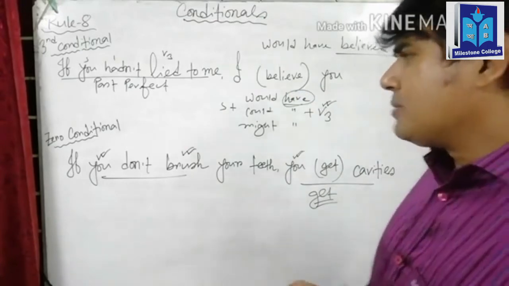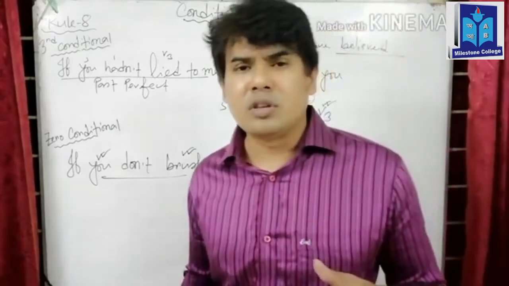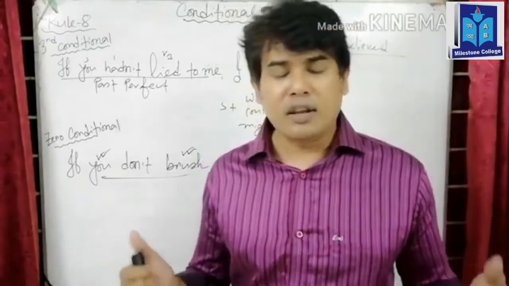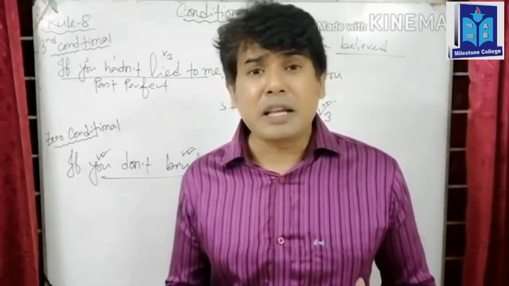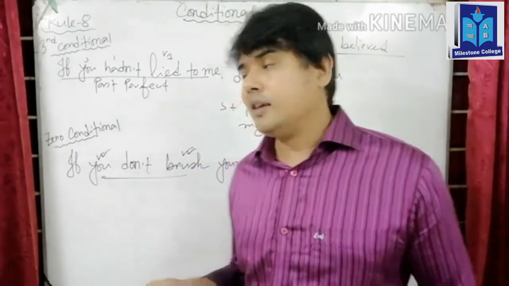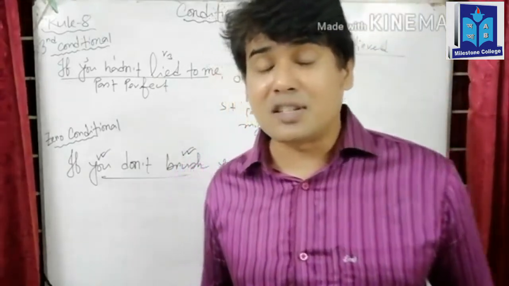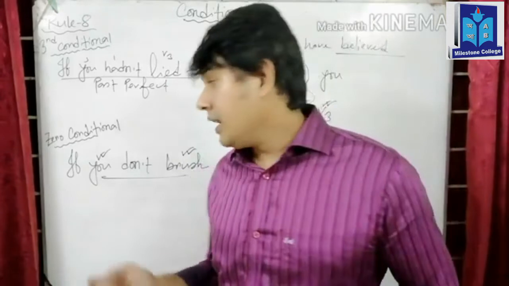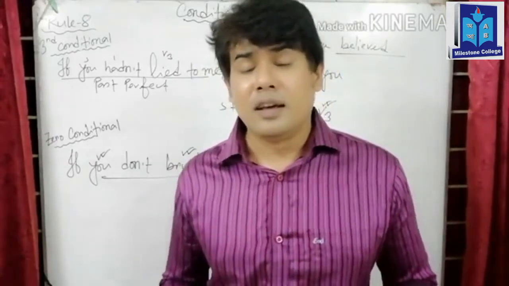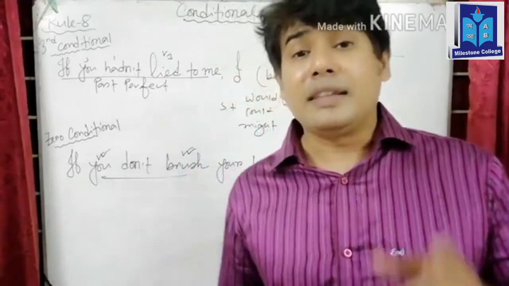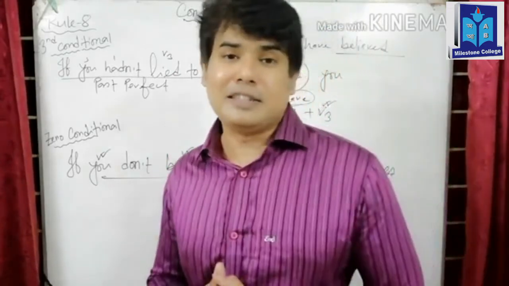In zero conditional, sometimes it may come as universal truth, scientific truth. Suppose I can give you another example. If you heat an iron, it becomes red in this way. So you should follow these structures, first conditional, second, third, and zero conditional, and these conditionals will help you to understand the right form of verbs. At the same time, it will also help you to understand completing sentence.